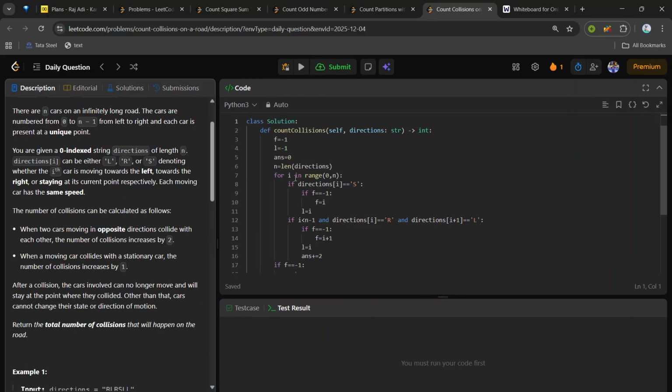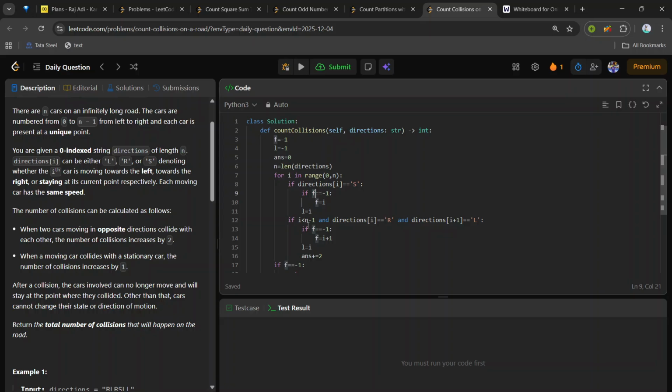We take the length of the string, and F is the position of the first RL or S. In both cases, we assume it is going to be a stationary car. And L is the last position where a car is going to stay. We iterate from 0 to n, and if directions of I is equal to S and we have not got our first position yet, then we set F equal to I, and we update the last position.